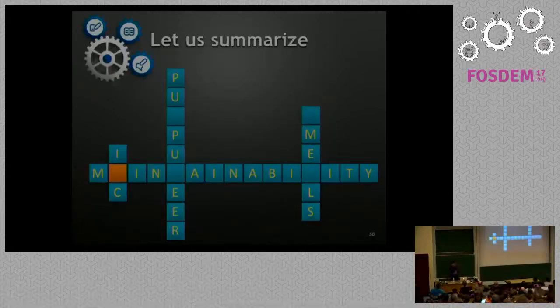So let's summarize. What should I put here? Please be louder. A, yes. Here. S and L here. Puppeteer, yes. And what you get is maintainability.